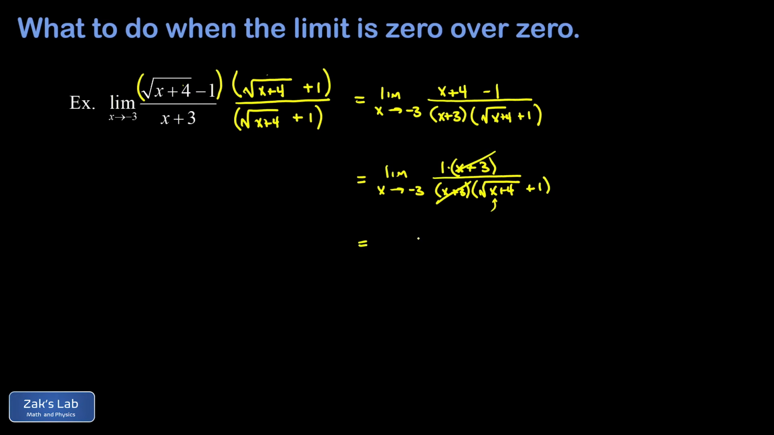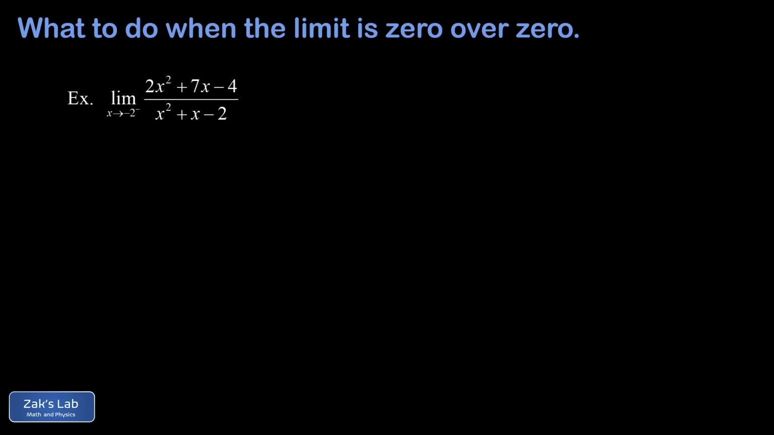So my numerator is 1, my denominator is 2, and we've got the value of our limit at 1/2. Now I pointed out in the introduction that our final example is a little bit different. We're taking the limit as x goes to negative 2 from the left of this giant rational expression, 2x squared plus 7x minus 4, divided by x squared plus x minus 2.